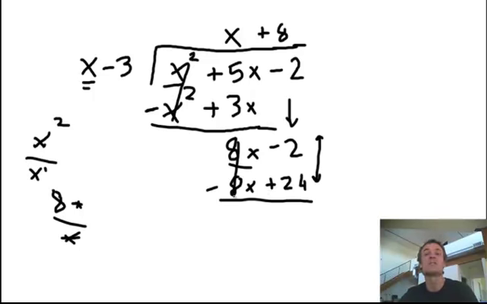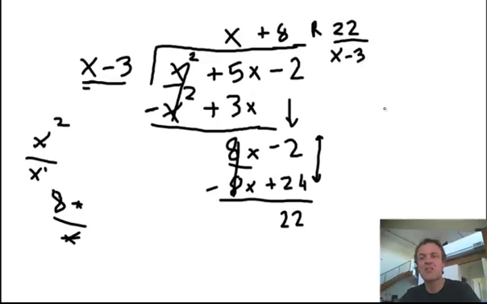So that'll still go. 8x take away 8x. What's negative 2 plus 24? That's 22. We now have a remainder. So the remainder is 22. Okay, is that right? But please, you always put it over the original divisor. x minus 3.